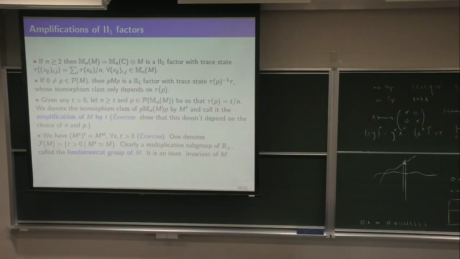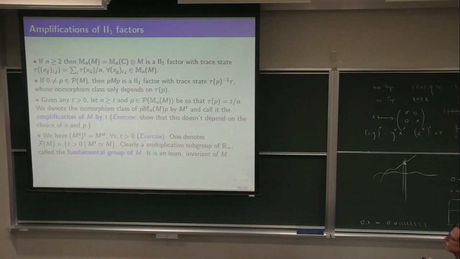Now let's put these two together and do it for any positive real number. So you take first an n, an integer larger than it, and then a projection in here that has trace equal to T over n, which is now less than 1. And the isomorphism class of this is what we call M to the power T. And this, we call the amplification of M by T.